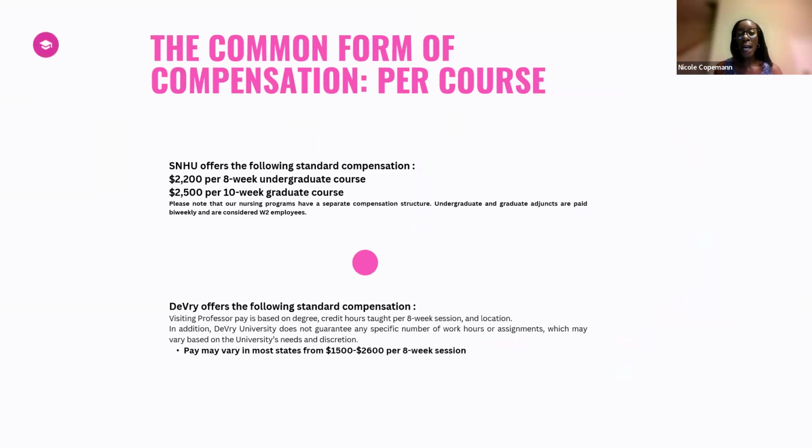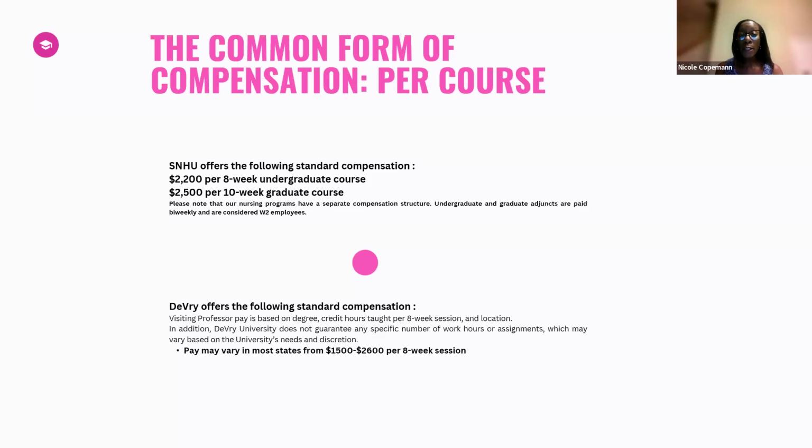Okay, so let's look at the common form of compensation. First, we have per course. On this slide, we have a couple of examples. The first is from SNHU. They offer the following standard compensation: $2,000 per 8-week undergraduate course, and then $2,500 per 10-week graduate course.